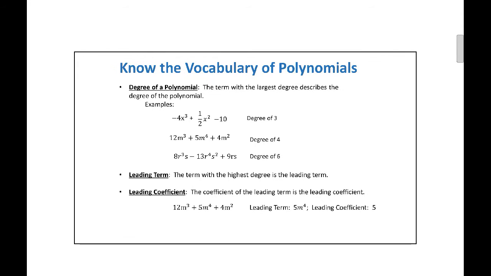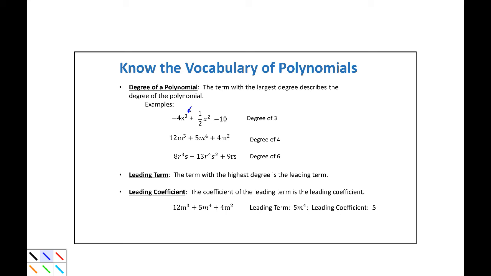Next we have the degree of a polynomial. The term with the largest degree describes the degree of the polynomial. So in this case, negative 4x cubed plus 1/2 x squared minus 10, the degree is 3 because that is the highest exponent. It's larger than 3, 2, or 0.